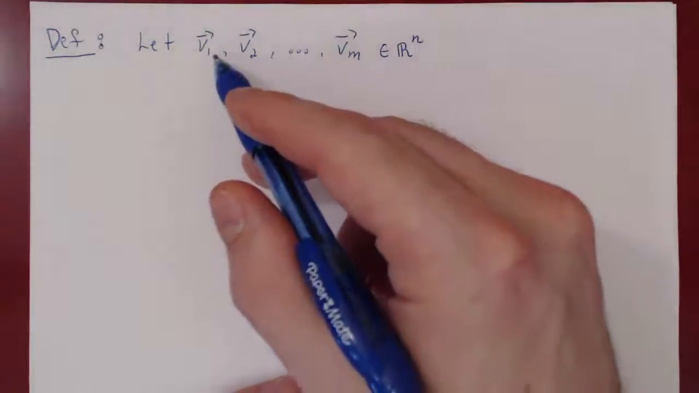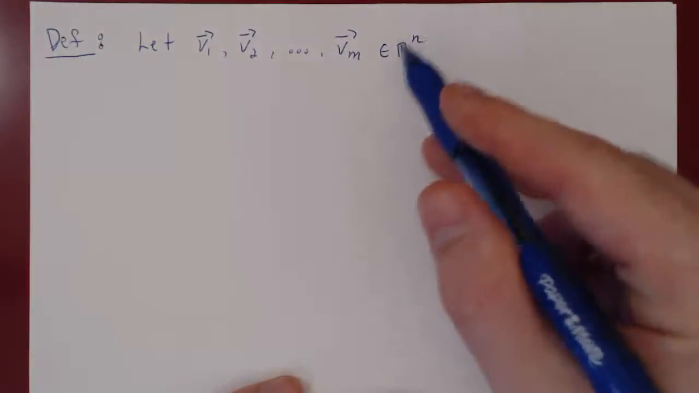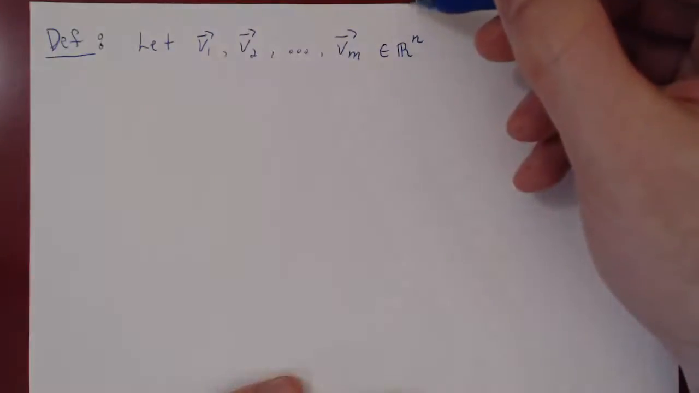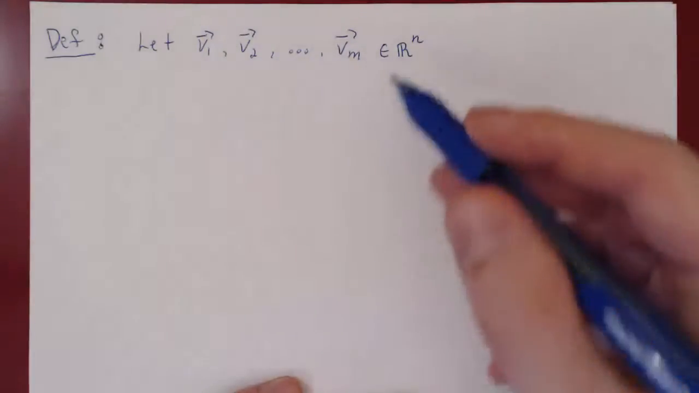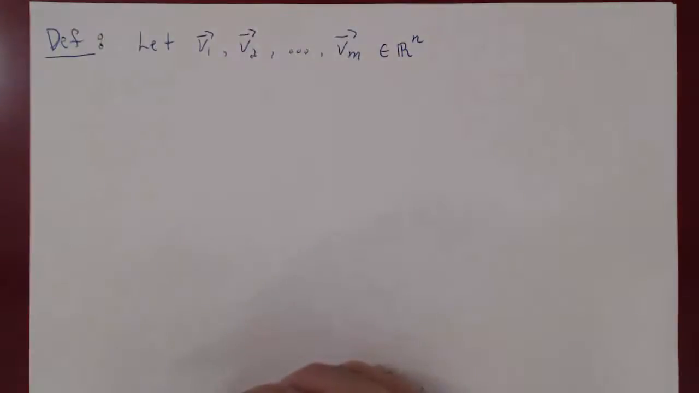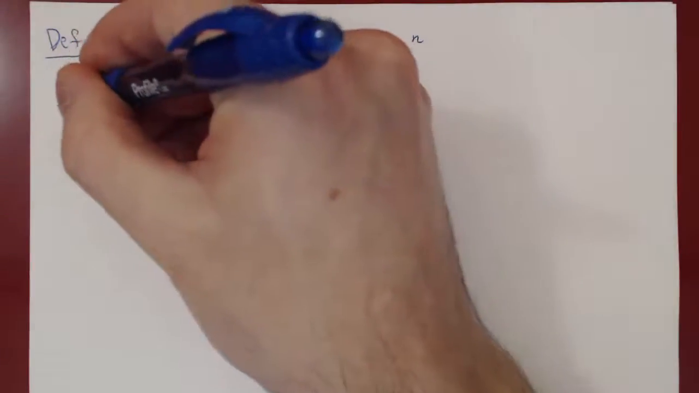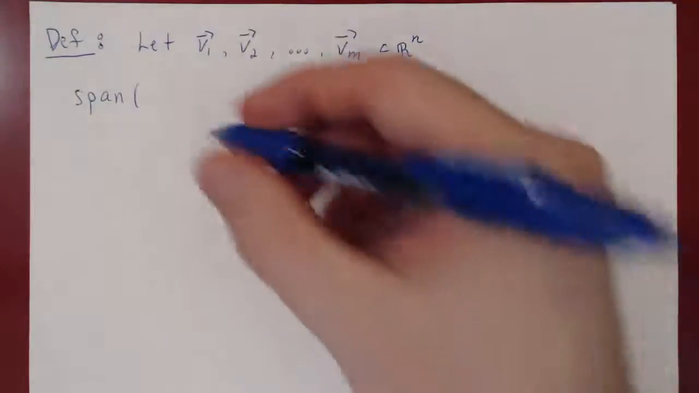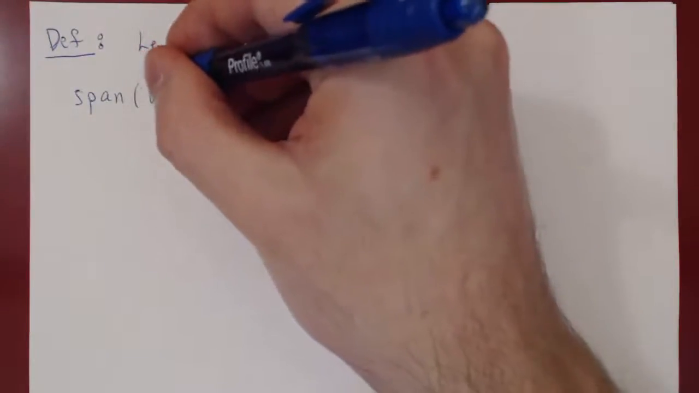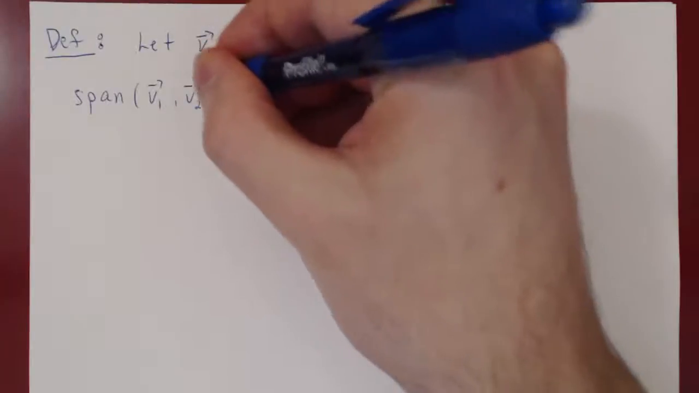So suppose we take again m vectors in Rn, and again Rn is a set of column matrices of length n. So we take m vectors. Here's how we define and denote the span of these m vectors. We write SPAN, the span of these m vectors, so v1, v2, up to vm.